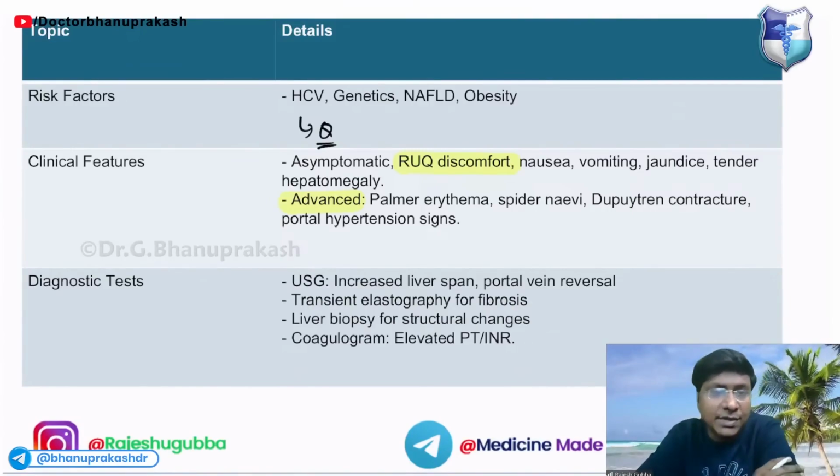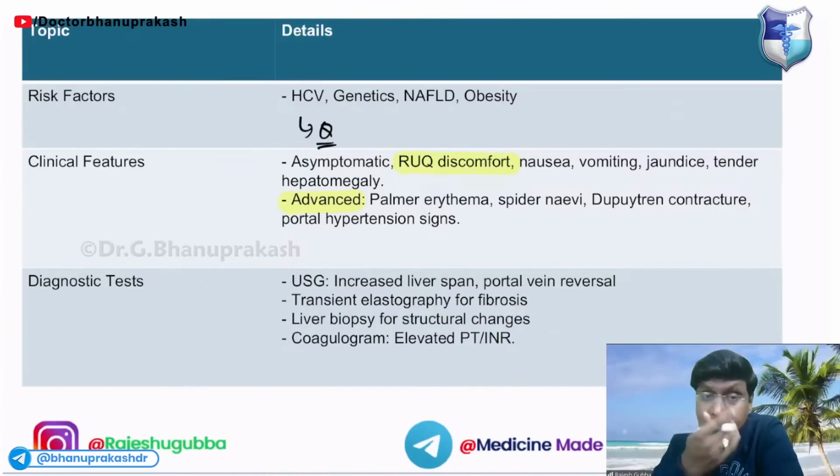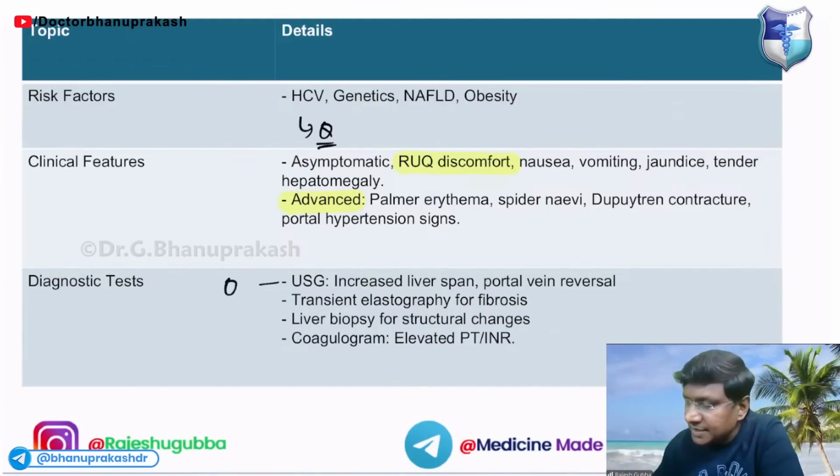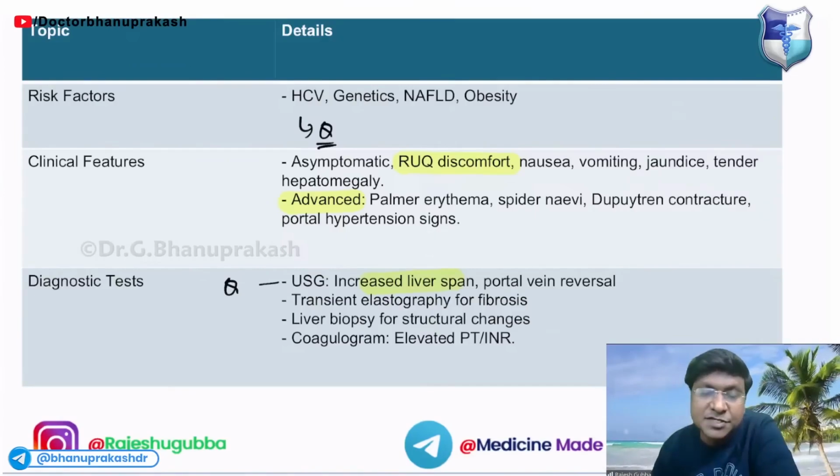Then, how will you diagnose this alcoholic hepatitis? One important question that will be asked is, what is the first line investigation in case of alcoholic hepatitis? That means first line imaging. The first line imaging will be the ultrasound abdomen. What will you notice in the ultrasound abdomen? You will notice that there is increased liver span.